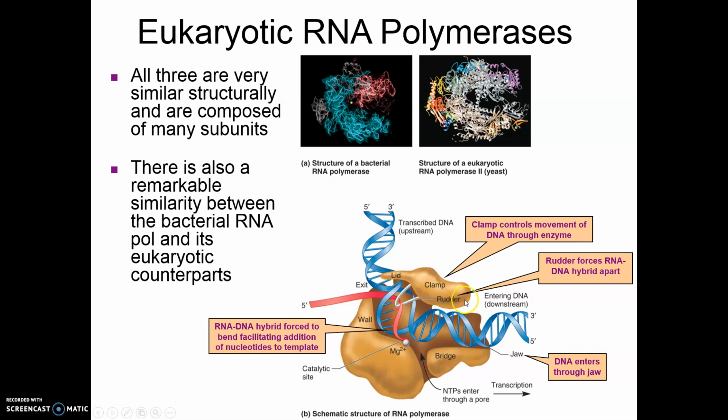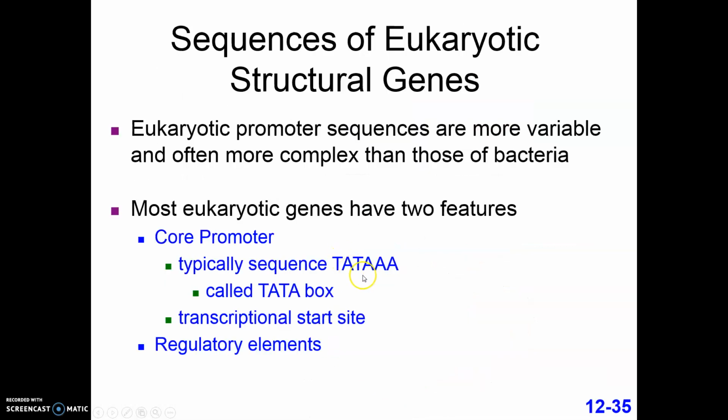But there's also added structures here. So here is something called the rudder, which breaks apart the RNA-DNA hybrid section to allow the RNA to come back out and the DNA to re-anneal. But overall, fairly similar. So the eukaryotic promoter sequences have a little bit more variety and are much more complex than what we see in bacteria.